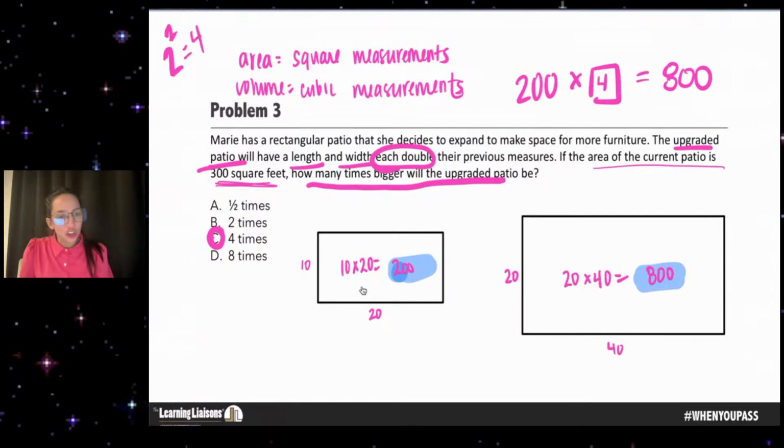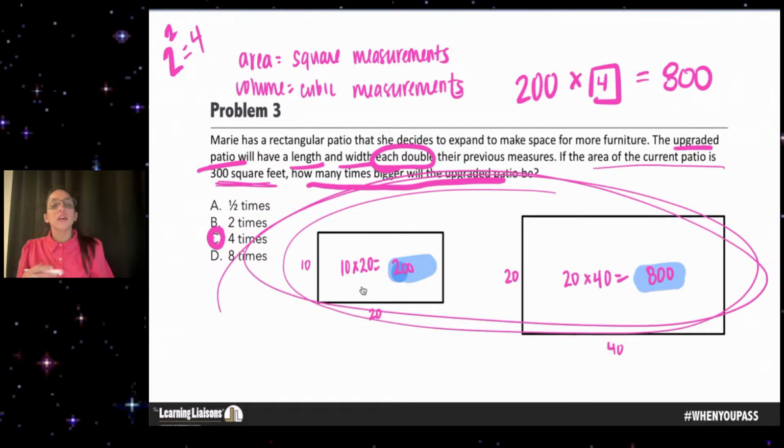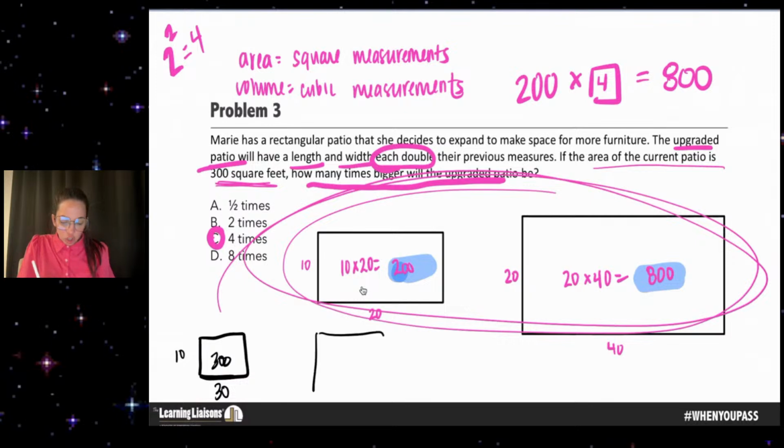Now, if scale measurement is difficult for you, that's okay, because you can absolutely come up with your own measurements. It doesn't matter if it's 300 square feet. If my original rectangle was 300 square feet, I can do 10 and 30. 10 times 30 is 300. And then my new one would be 10 times 2 is 20. 30 times 2 is 60. 20 times 60 is 1200. It's still 4 times the area. So it doesn't matter that I missed that 300, because it's still going to scale in the same proportion.